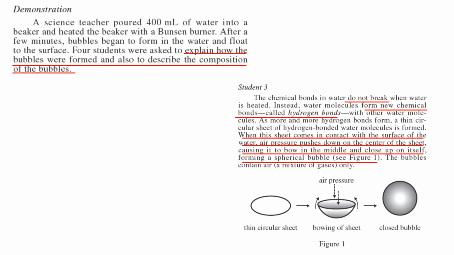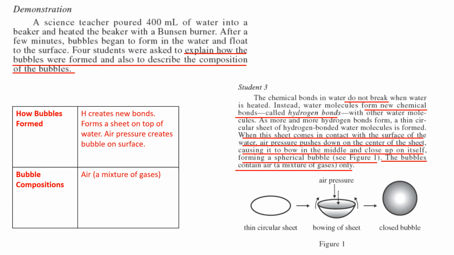The sheet comes in contact with the surface water. Air pressure pushes down, causing it to bow in the middle, creating a bubble. So they even give you a picture. So the bubble contains a mixture of gases only, air. So how bubbles form? H creates new bonds, forms a sheet on the top. Air pressure creates a bubble, and the bubble composition is air, a mixture of gases.